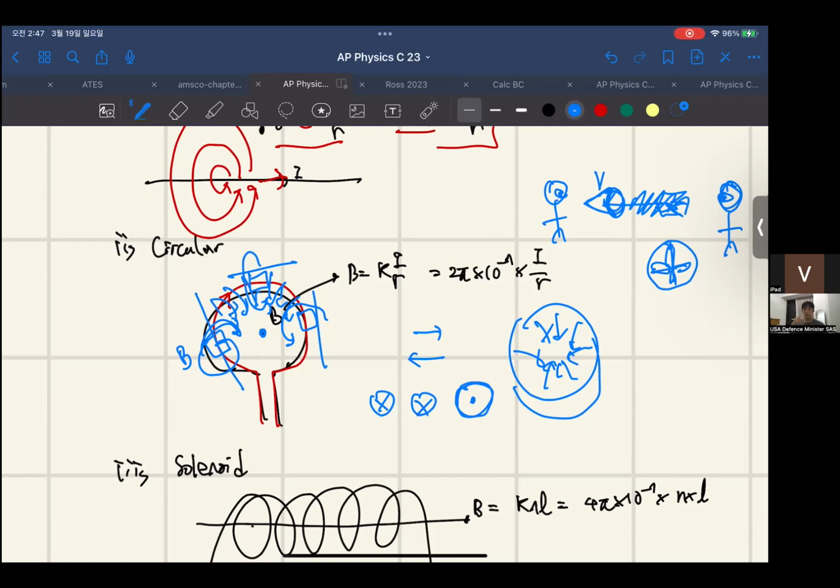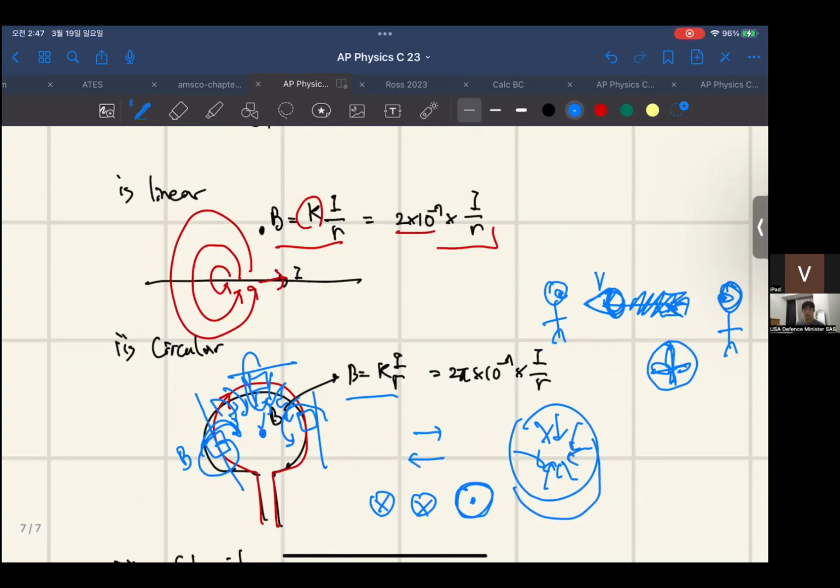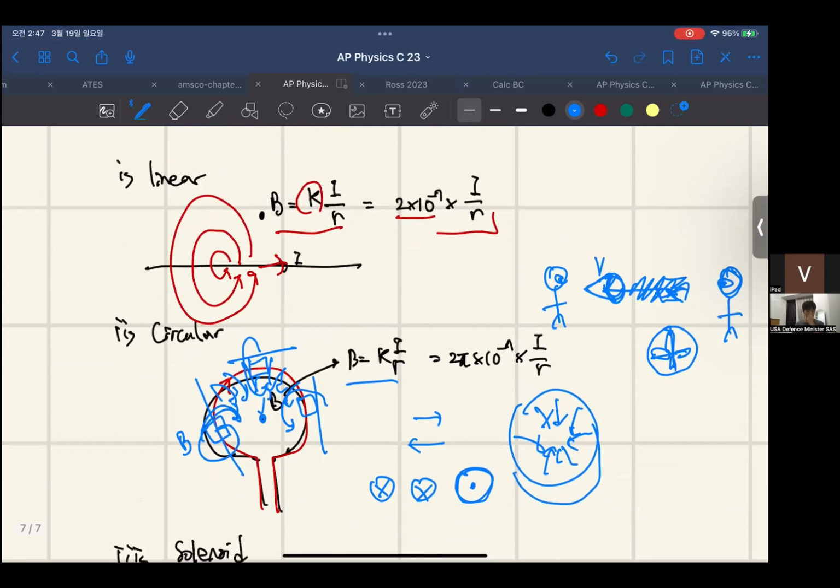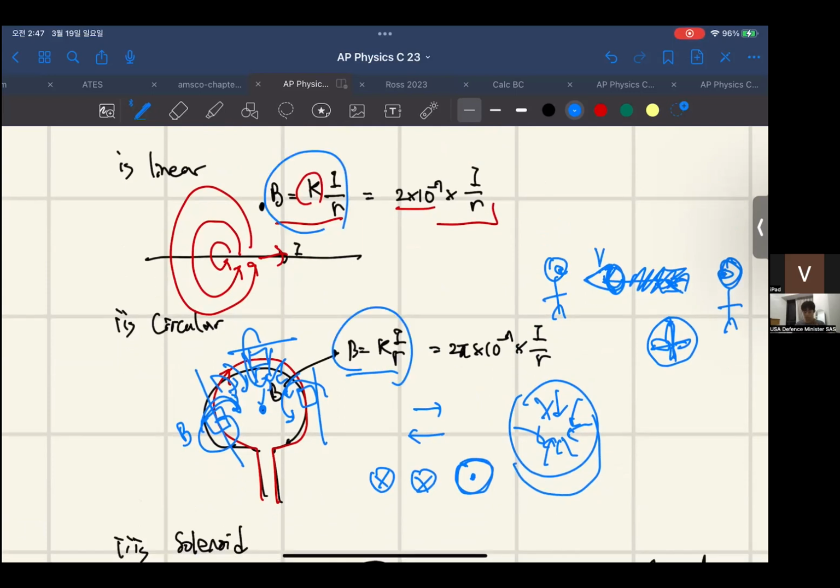And if you want to calculate the magnetic field formed in the exact middle of the circuit, then you use this formula, B equals K times I over R. In fact, the formula of this circular circuit and this linear circuit are literally the same. They're both B equals K times I over R. However, this K, or the constant of the two, are different. The constant for linear was 2 times 10 to the power of -7, but the constant for the circular circuit would be 2 pi times 10 to the power of -7. So you have this additional pi added.